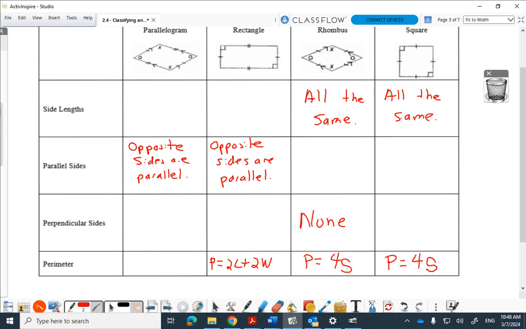Perimeter for parallelogram. Perimeter for parallelogram, yes? 2 length plus 2 width. Yes, and we won't get too upset about whether it's called length and width. Sometimes we end up calling them base 1 and side 1. We don't care. There's 2 different types of sides, so we got to go 2 of these plus 2 of these. Yeah, good. This is going very well.